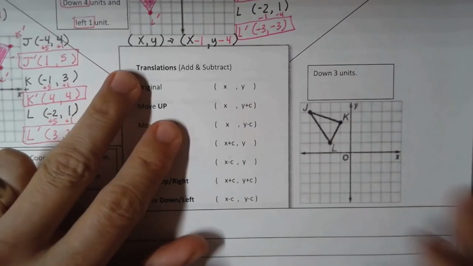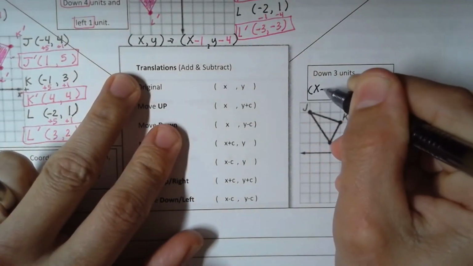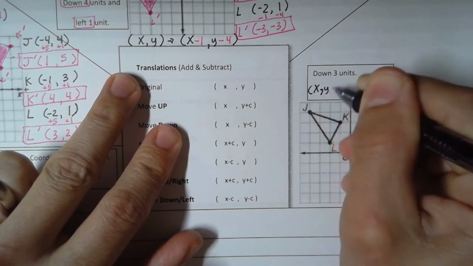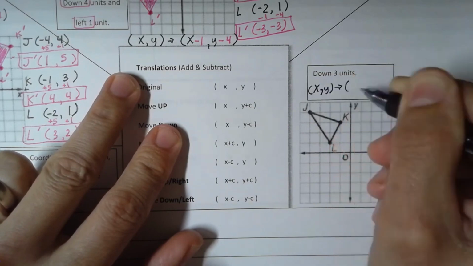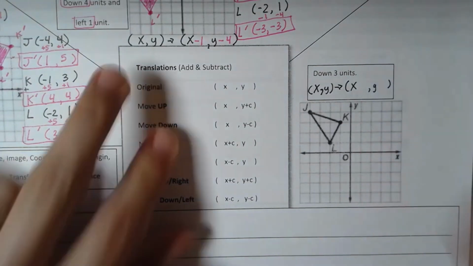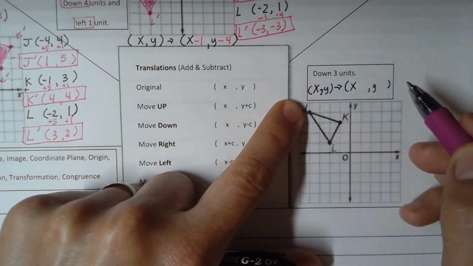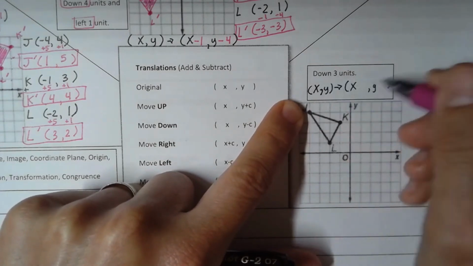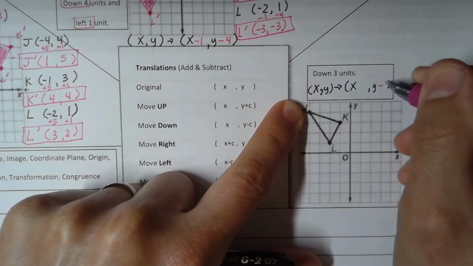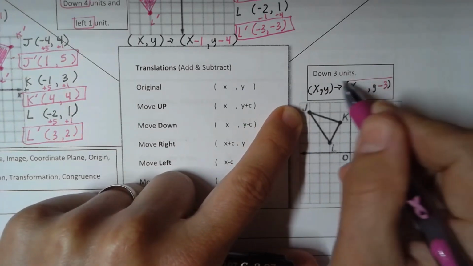For our algebraic rule on this one, I'm going to write it right underneath. I'm going to say (x, y), put my arrow, and we have x, and then we have y. There we go. Now notice this actually said down 3 units. So I don't have to do anything to x, I'll leave it the same. But for y, I'm going to subtract 3 units. And that is my algebraic rule right there.